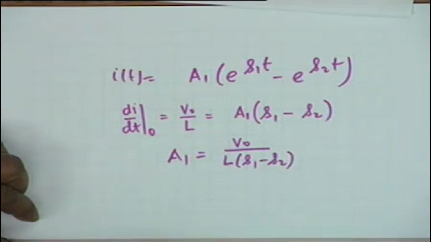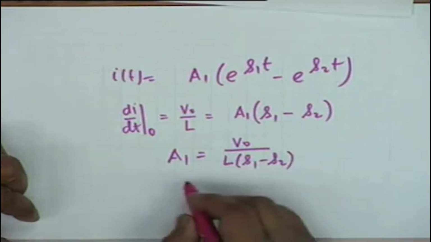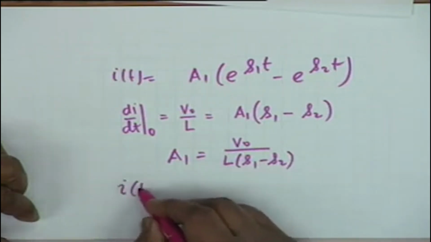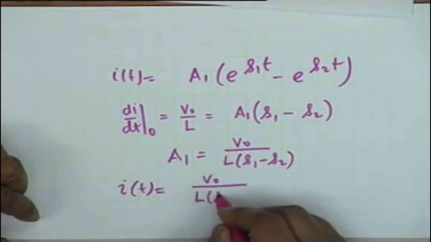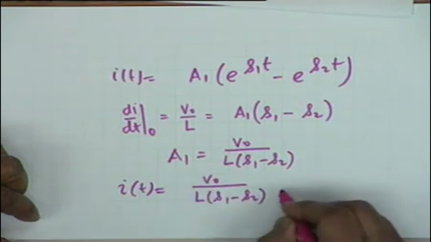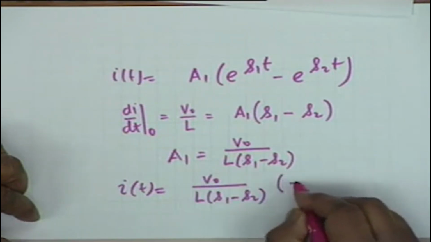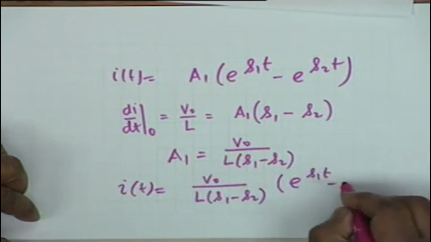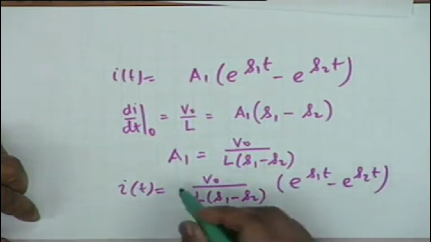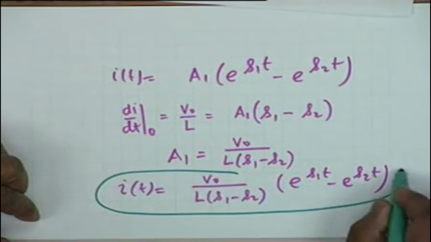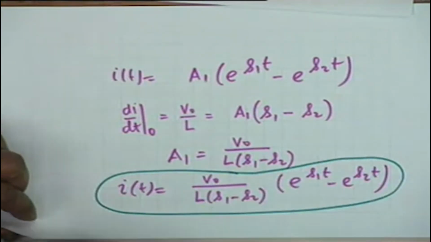Is that okay? Alright. And therefore my total solution I of t is equal to v0 by L (s1 minus s2) times (e to the s1t minus e to the s2t). This is the total solution to the equation.